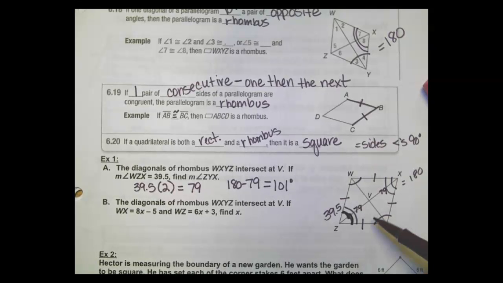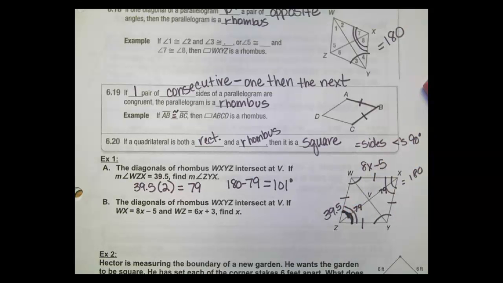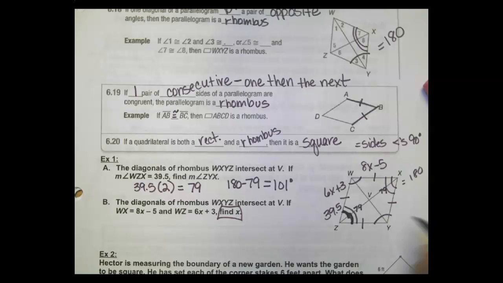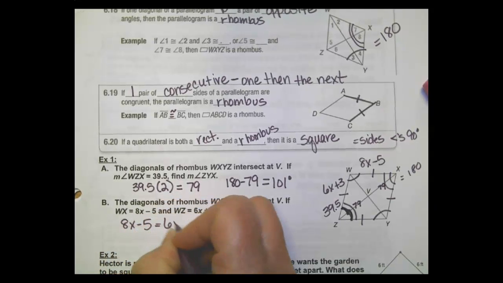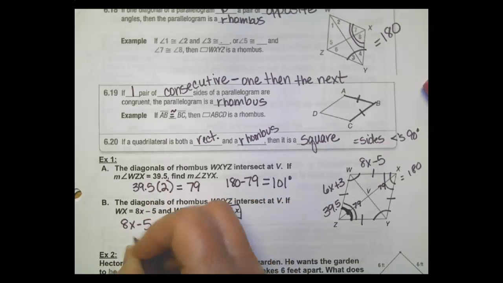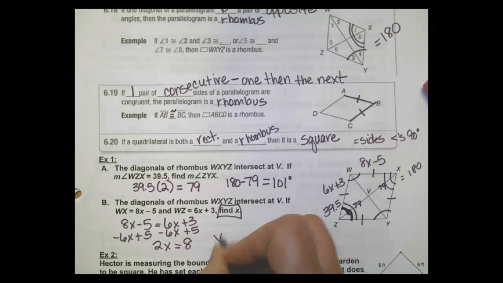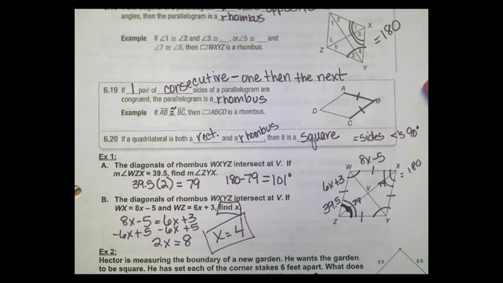All right, so now we're talking about the diagonals. So if WX is 8x minus 5, WZ is 6x plus 3, find x. Well, since both sides are congruent or equal because it's a rhombus, we're going to set those two things equal to each other and solve. So subtract 6x, and then I'm going to add 5. So 2x equals 8, x equals 4. I love math. Makes me feel good.